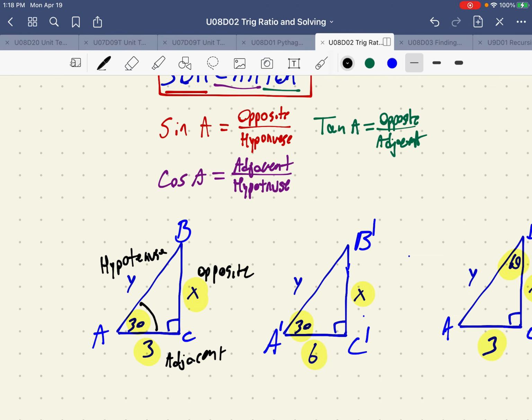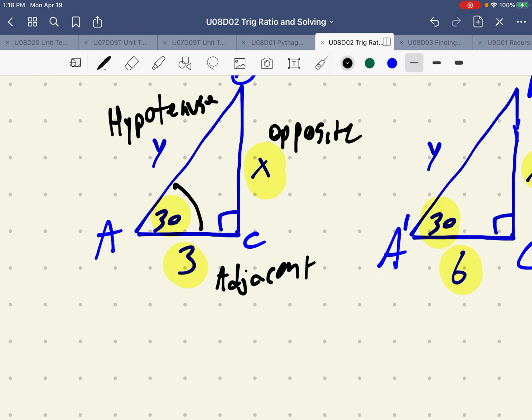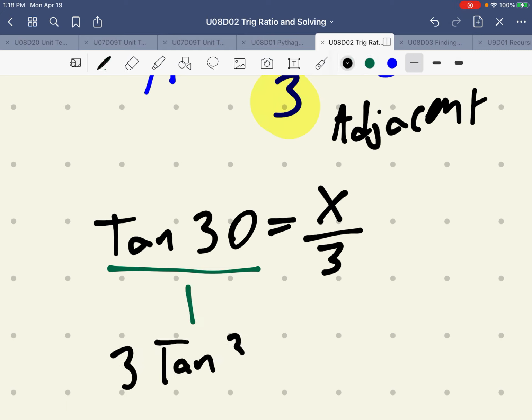And if we look at SOHCAHTOA, the trig ratio that uses opposite and adjacent is tangent. So what we're going to write is that the tangent of the angle, which is 30 degrees, is equal to the proportion of the opposite side, which is x, over the proportion of the adjacent side, which is 3. And now in order to solve for x, we're just going to put tan 30 over 1 and cross multiply. We'll get 3 times tangent of 30 is equal to x.